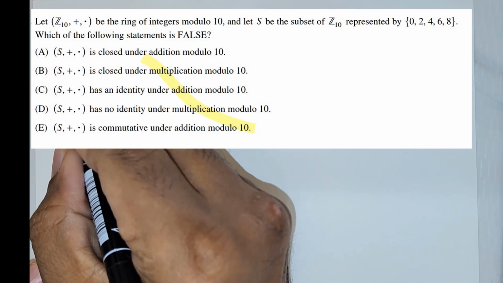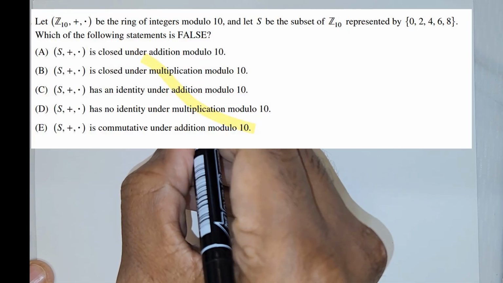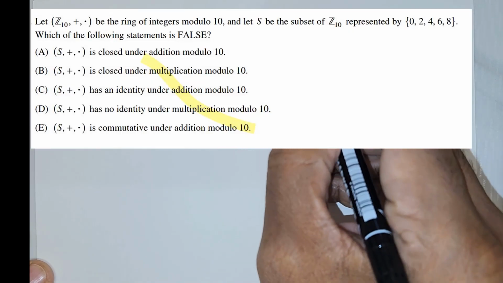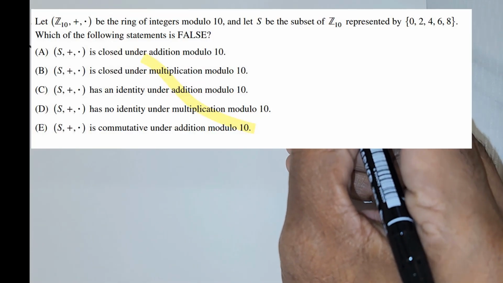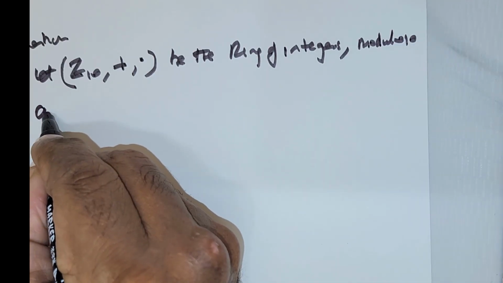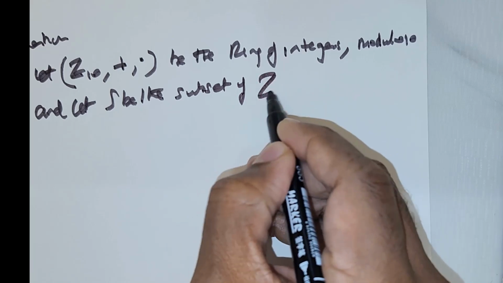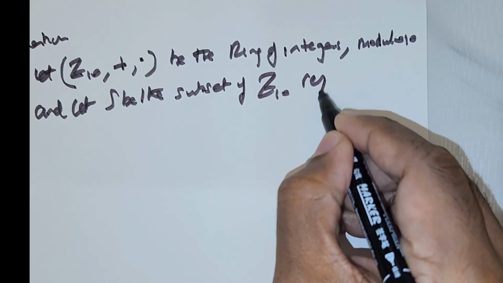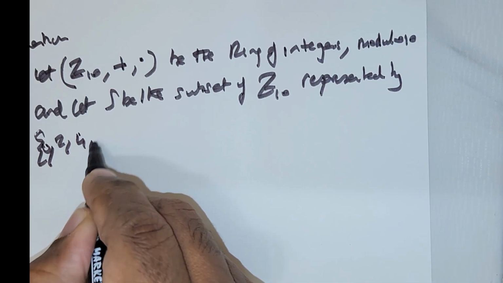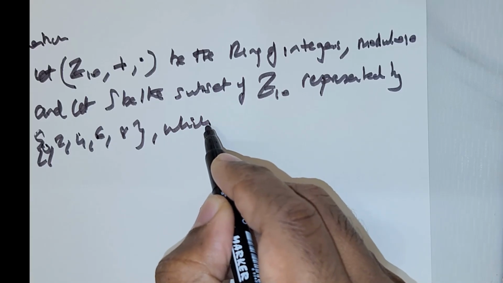Okay, so this is the next question. Let me write the question down. Let Z10 under addition and dot be the ring of integers modulo 10, and let S be the subset of Z10 represented by 0, 2, 4, 6, 8. Which of the following is false?